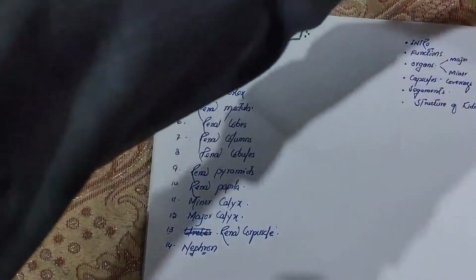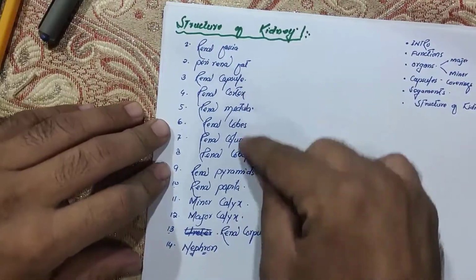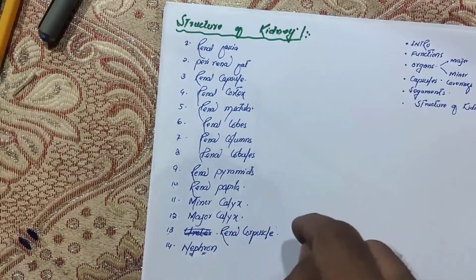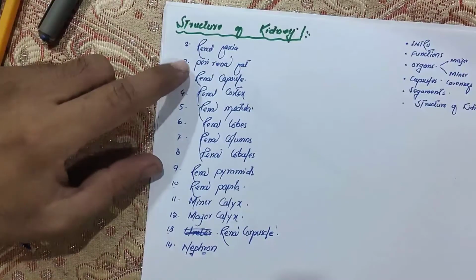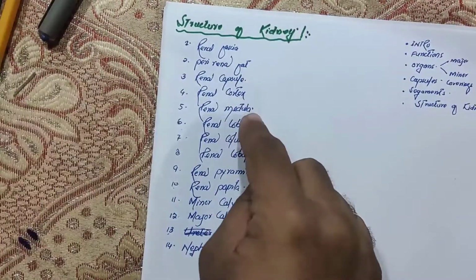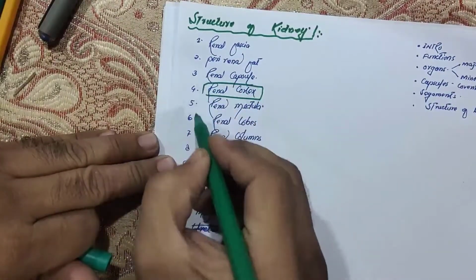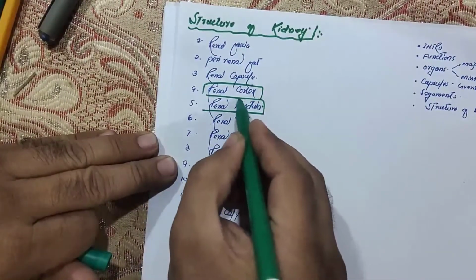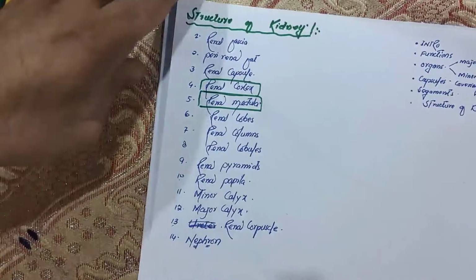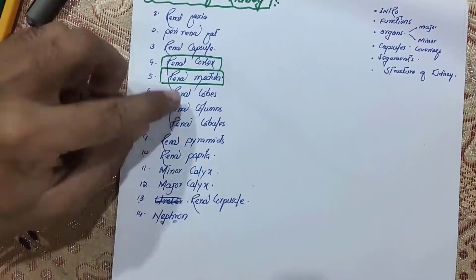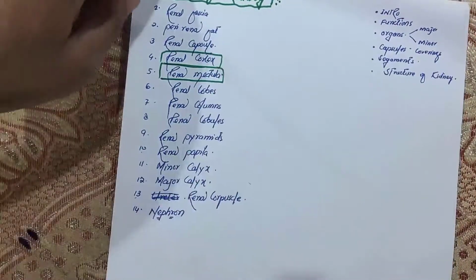Majorly it is divided into these two important parts, and all the other small structures are present within these two, within the renal cortex and renal medulla. So majorly your kidney is divided into how many parts? It is divided into two parts, the renal cortex and the renal medulla. All the other structures are embedded within these two.